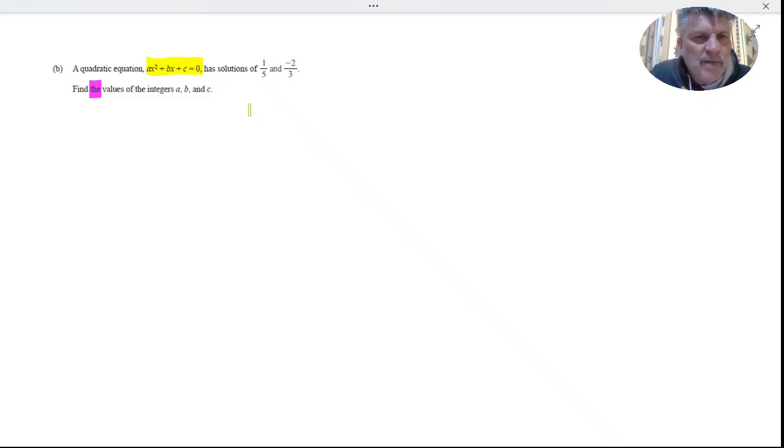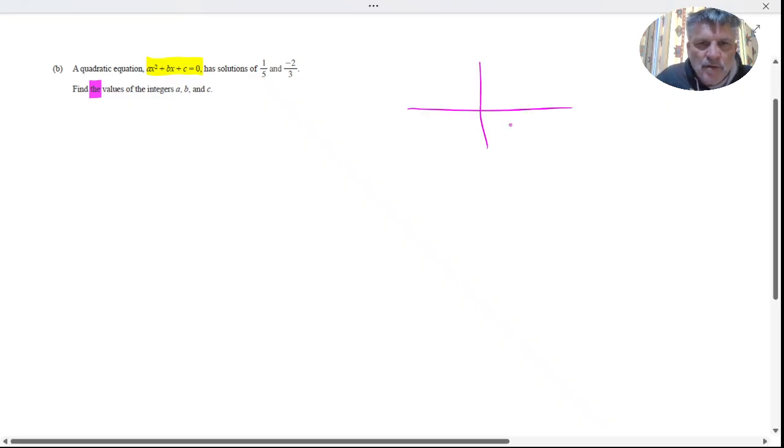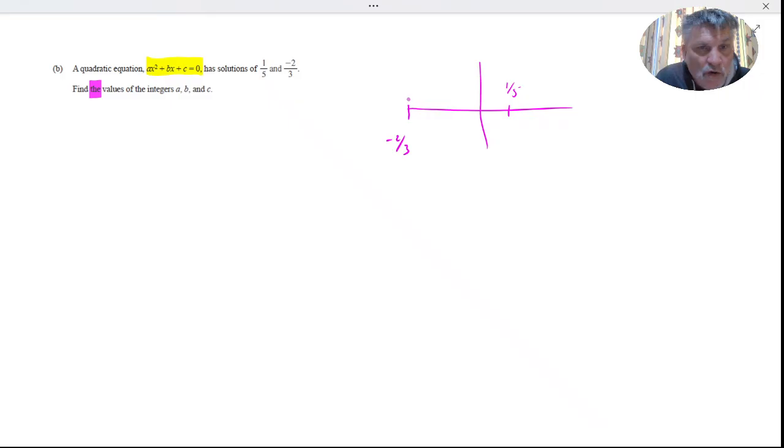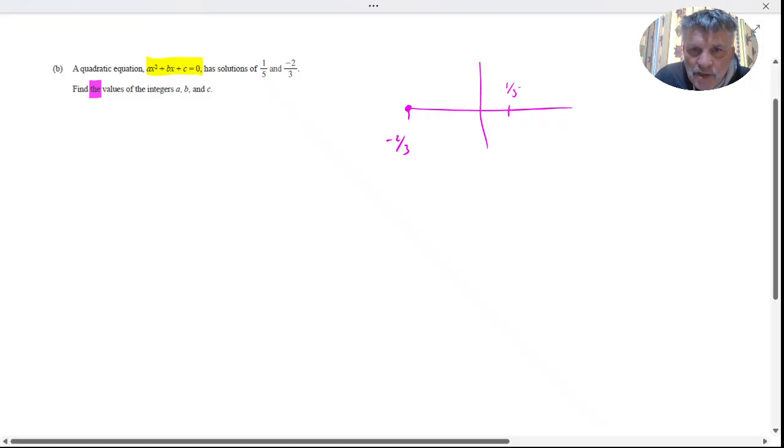In fact, if we go back, you'll notice here that effectively by telling us these solutions, they've given us 2 points. So we've got a quadratic. We don't know which way up it is, but make this 1/5 and somewhere along here minus 2/3. So all we know is that the quadratic goes through these 2 points. We don't even know whether it's upside down or right side up. We do know that we've got these 2 points that this quadratic goes through.